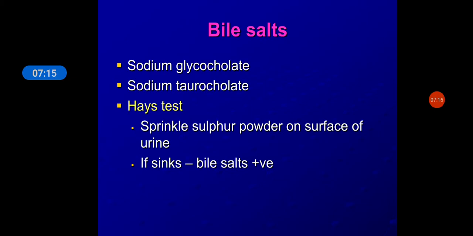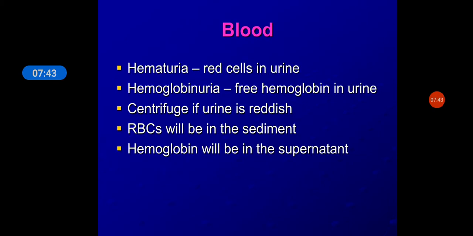If bile salts are present, the sulfur will sink. So ideally in the test it should sink, and in the control it will float. Now, why is it sinking? The presence of these bile salts, sodium glycocholate and sodium taurocholate, will reduce the surface tension. Thereby the sulfur granules or sulfur powder will settle down.